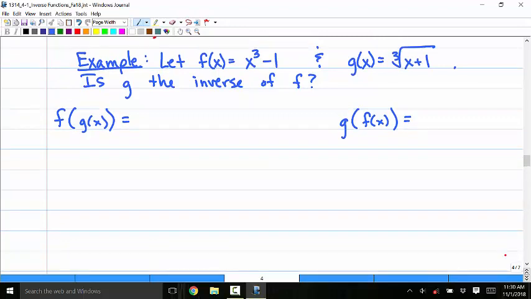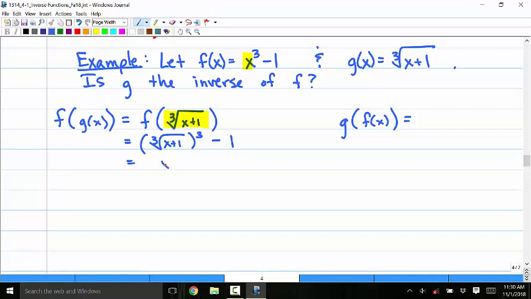Okay, we want to do f of g of x, which is f of cubed root of x plus 1. Everywhere I see an x in my f function, I'm going to plug in cubed root of x plus 1. So I have cubed root of x plus 1, cubed, minus 1. Cubed root cubed goes away. I'm left with x plus 1 minus 1, which is x.